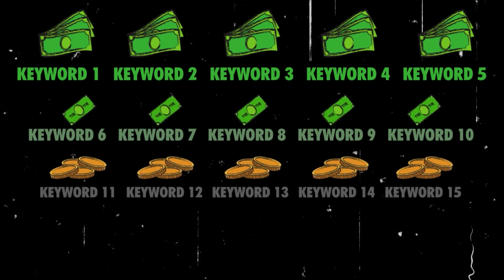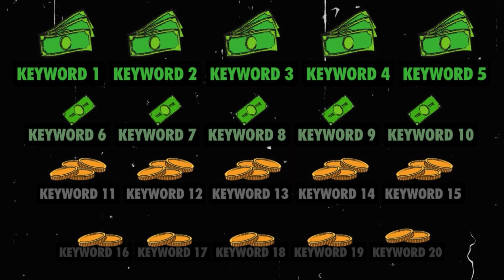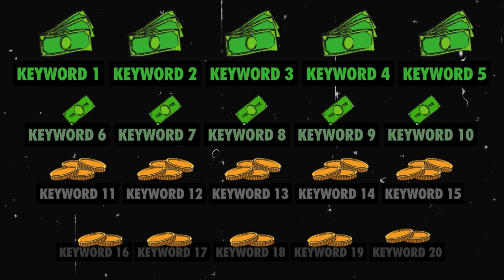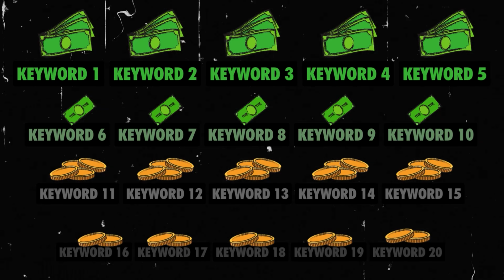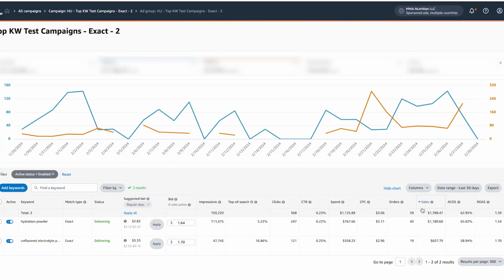Like, keyword 6, 7, 8, 9, 10 is maybe making 2 or 3 sales. And then 11, 12, 13, 14, 15, just 1 sale. And then that's it. Like then they're not making any sales. So anything that's not making sales, what's the point of having it inside the campaign? It's not doing anything. It's not generating sales. So I would pause those keywords and move them to their own campaign so you can actually give them a chance.